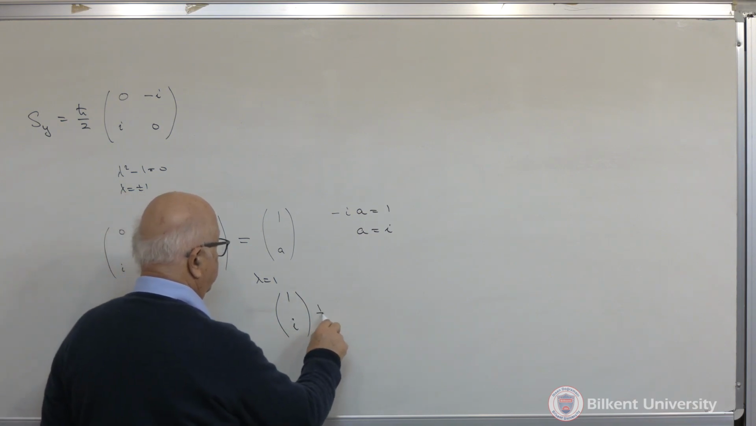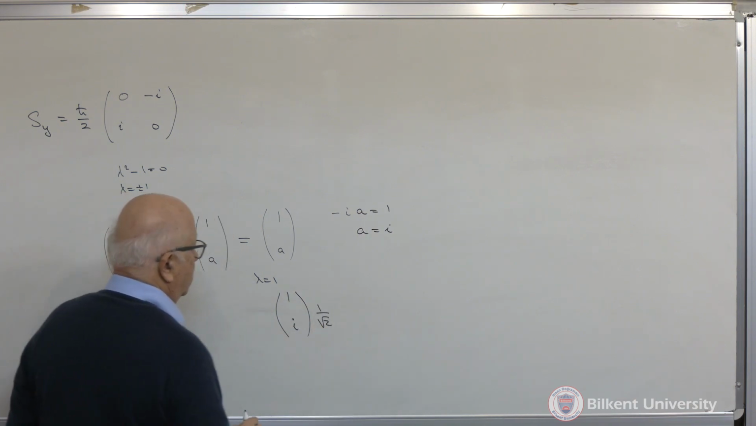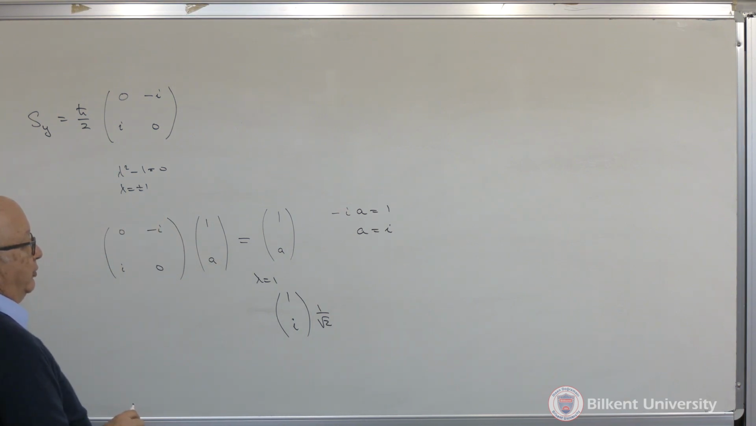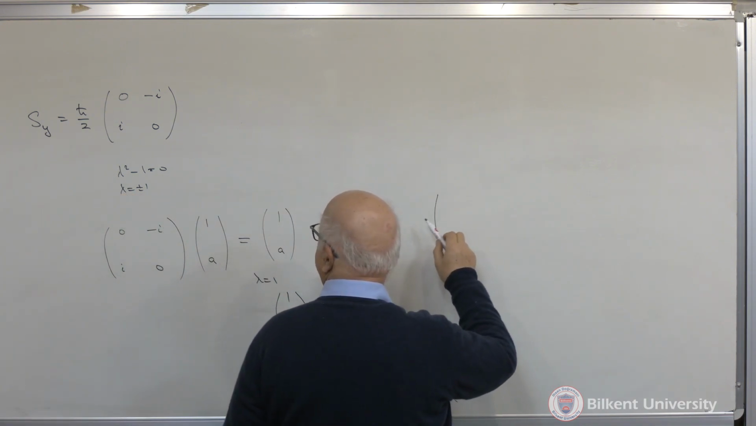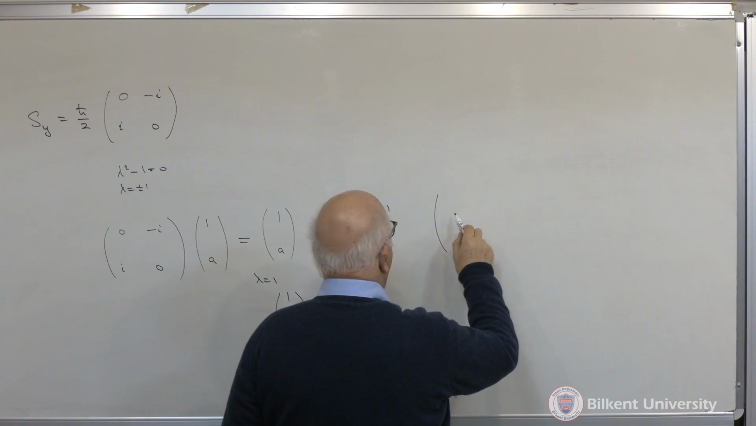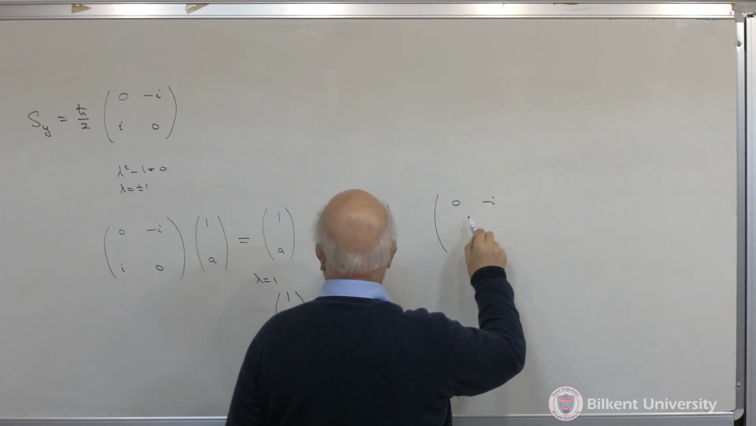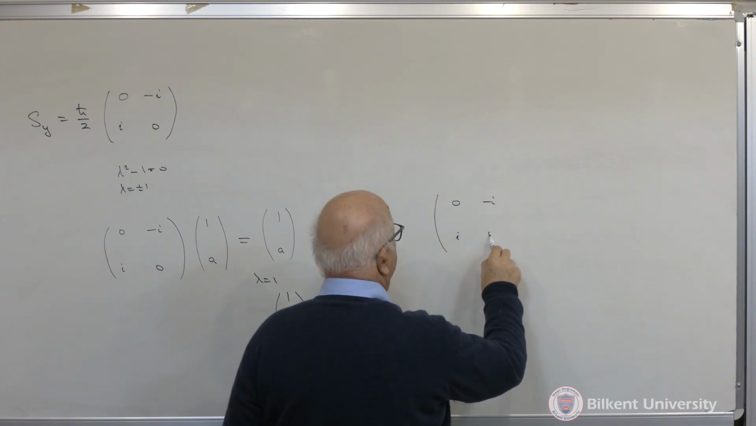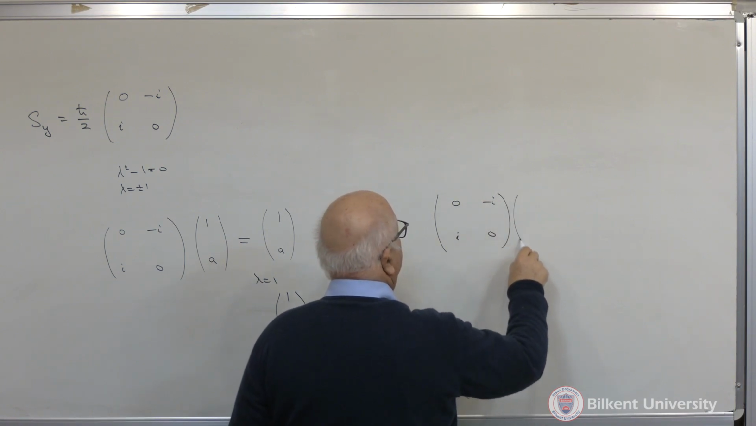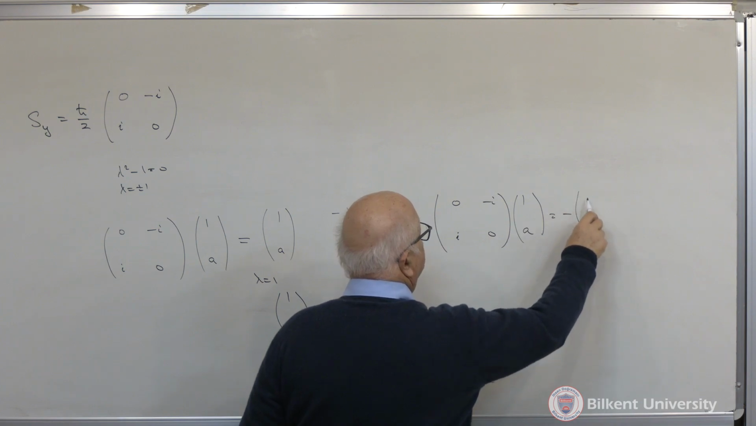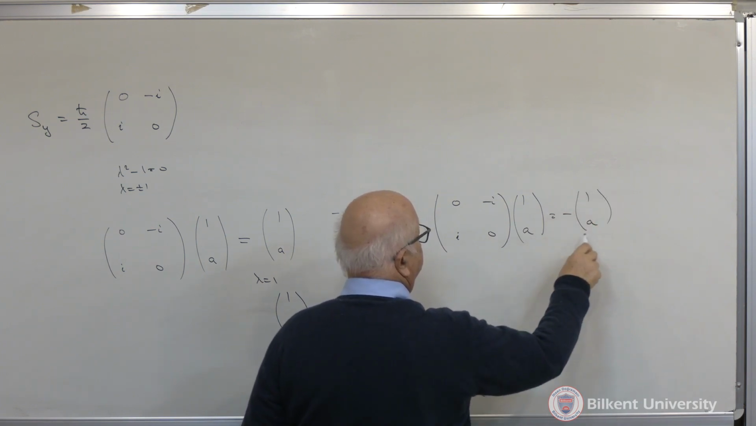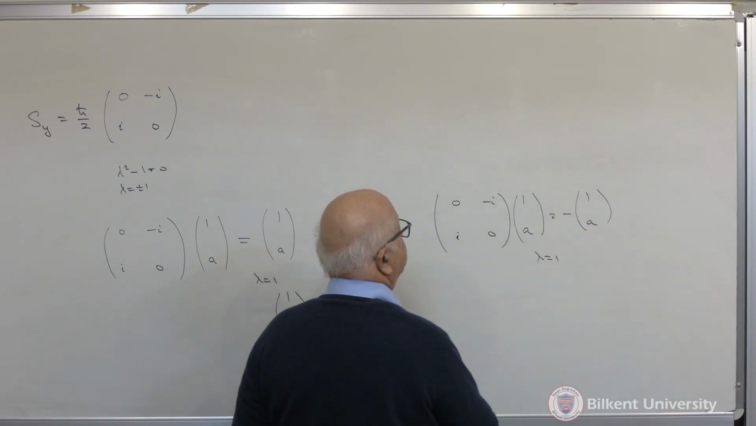1 over square root of 2, right? Okay, so that's the lambda equal to 1 case. The lambda equal to minus 1 case is 0 minus i, 0. Okay, 1 and a is equal to minus 1 and a. So this is the lambda equal to minus 1 case.